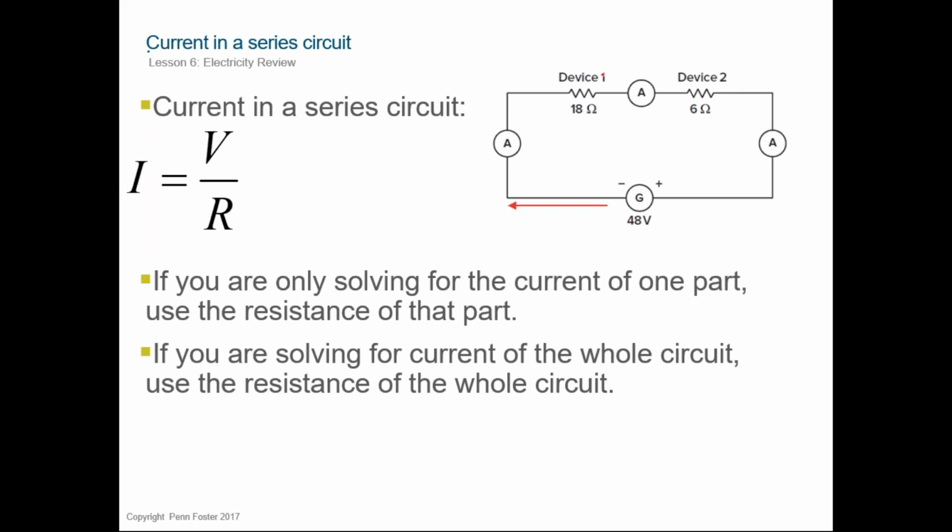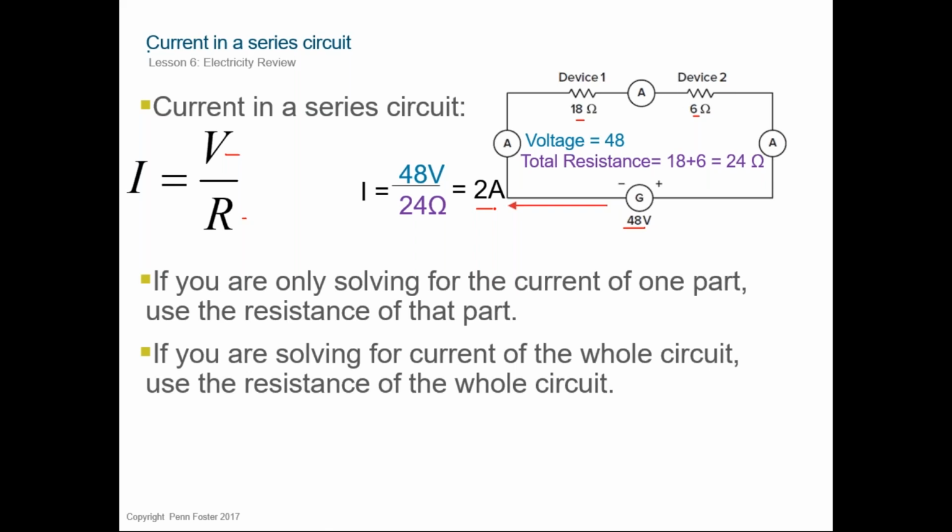If this is our circuit, our voltage is 48, and our resistance for the whole circuit is the total of the two devices that we have. So 18 plus 6. So our resistance is going to be 24. So your voltage is 48, resistance is 24. So now we have those two numbers. We can put it back into our formula here. Our voltage is 48, our resistance is 24, and so our current is 2 amps, 48 divided by 24. Okay, so it's not too bad.